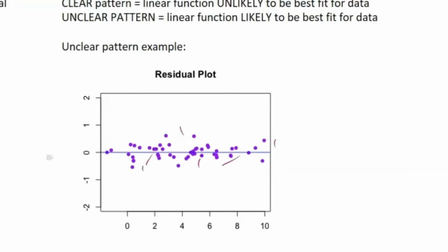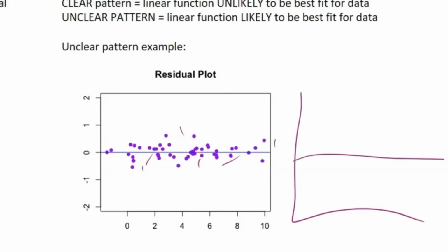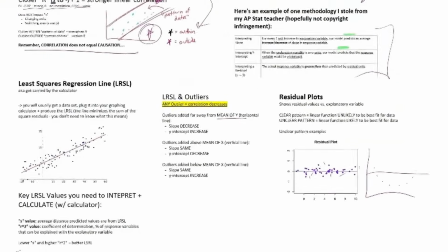Something like a clear pattern would be, I'm just going to draw something random. Let's say this was the line, and it goes something like this, like a U-shaped parabola. That means it would be unlikely for a linear function to be the best fit for that data. So that does it for all the content you need to know for AP Stat Unit 2.